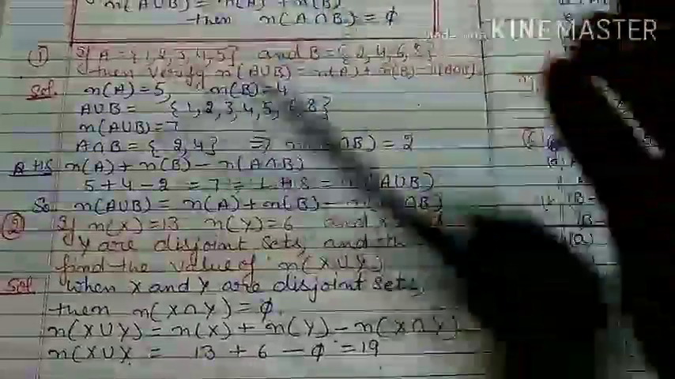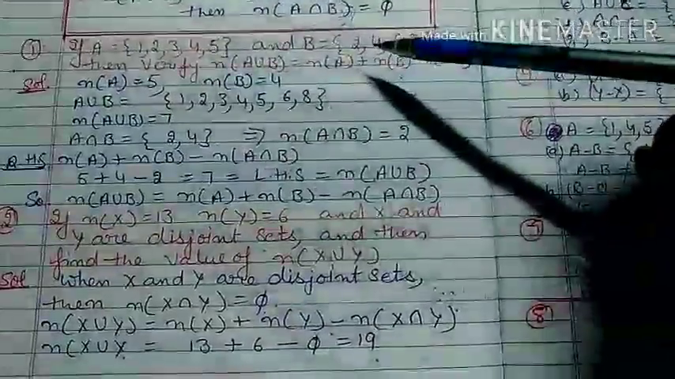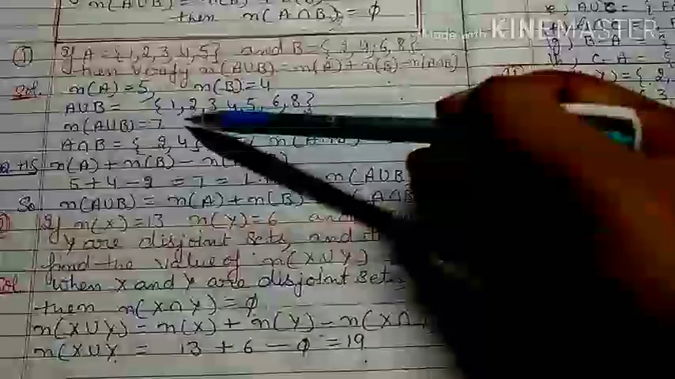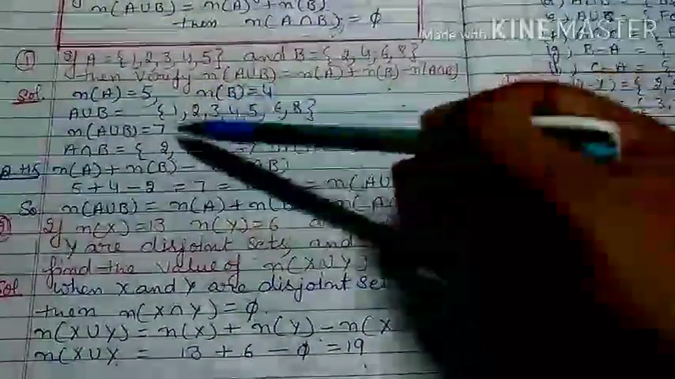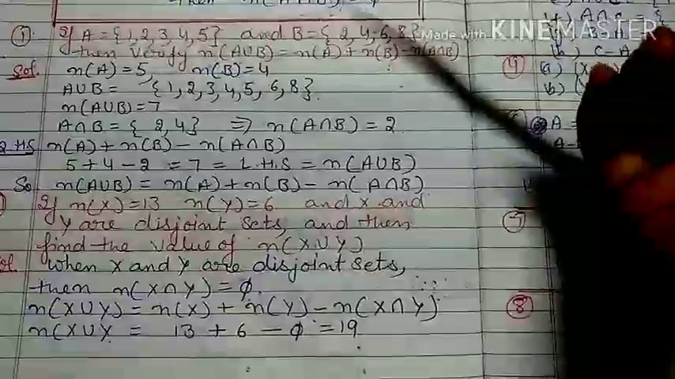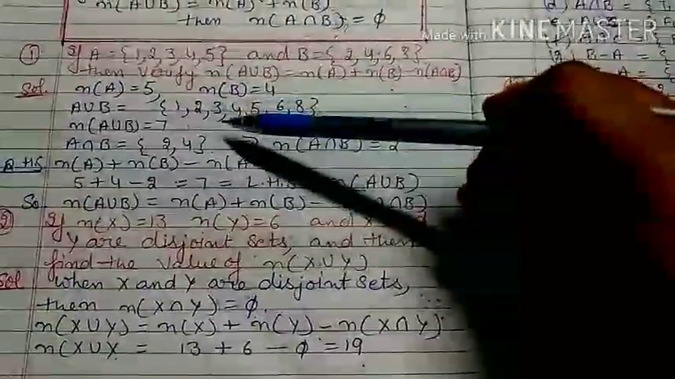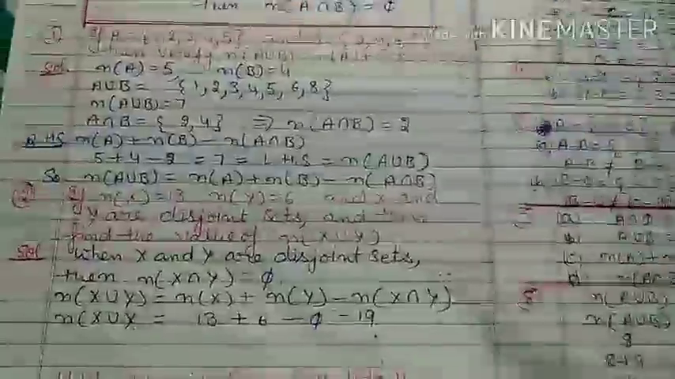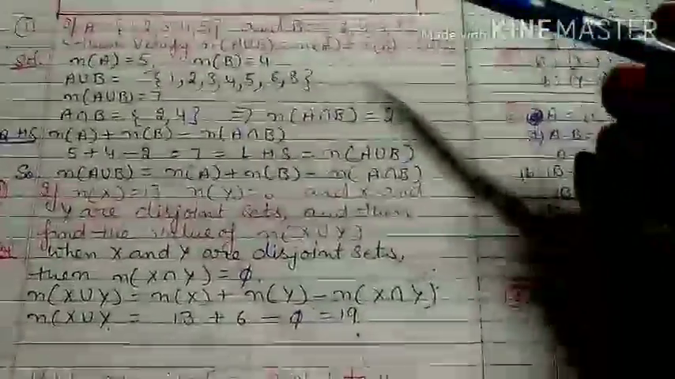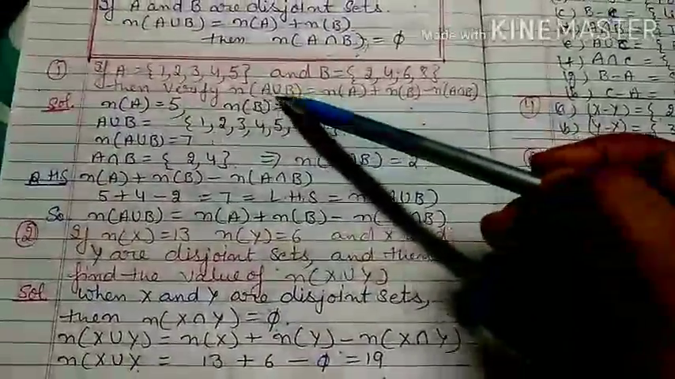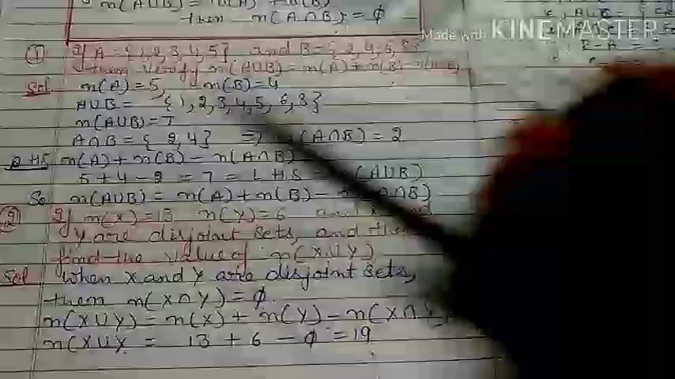Okay, so if you go with A union B, A union B gives you 1, 2, 3, 4, 5, 6, 8. So how many members are in A union B? There are 1, 2, 3, 4, 5, 6, 7, so 7 elements in A union B. And if you check the common elements, common is only 2 and 4, so there are 2 members in A intersection B. So first, if you go with the left side, the number of elements in A union B is 7.